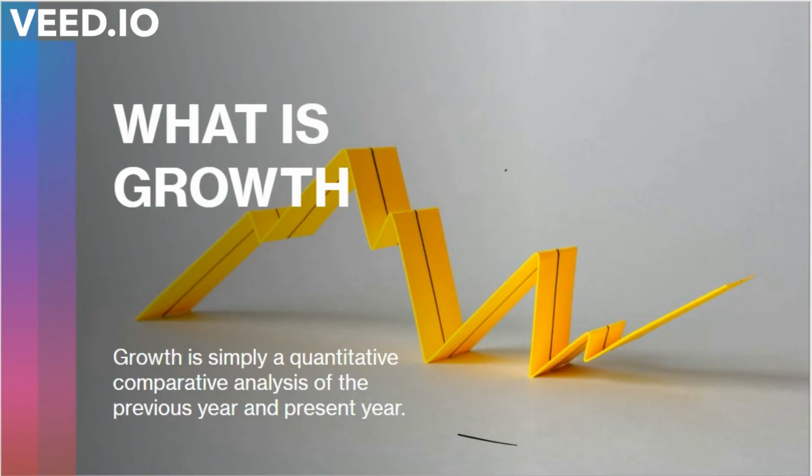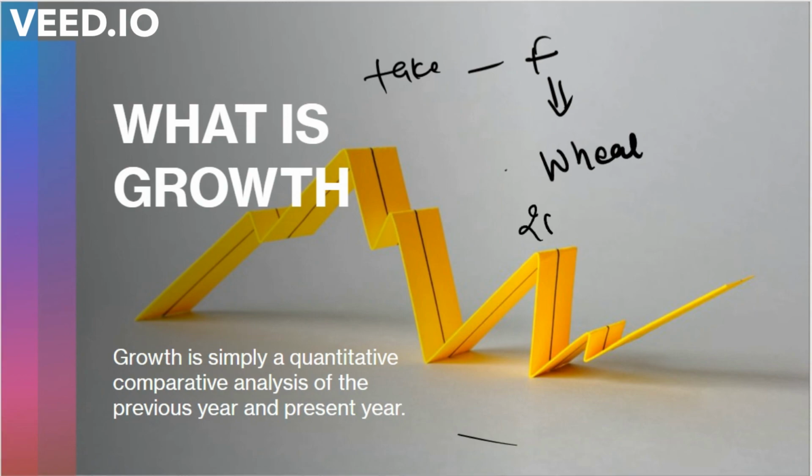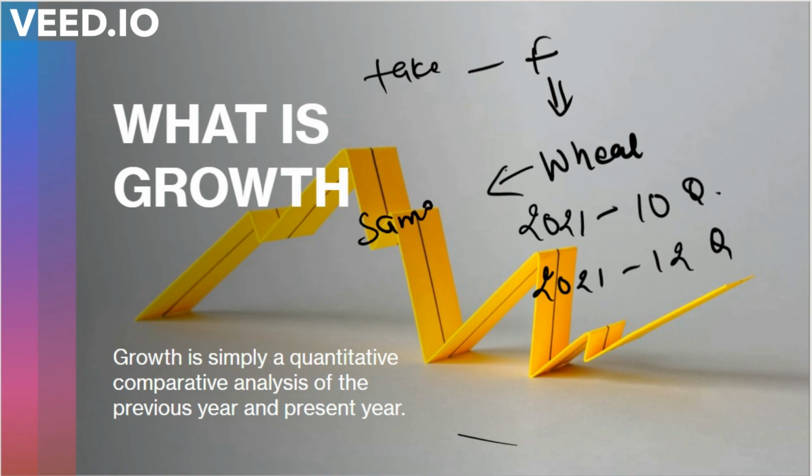The first point is growth. What is growth? Growth is a comparative analysis of what we are today and what we were in the past. For example, take a farmer who produces wheat. In year 2021, he produces 10 quintal of wheat, and in year 2022, he produces 12 quintal of wheat. The same condition applies: the same field, measuring XYZ hectare.